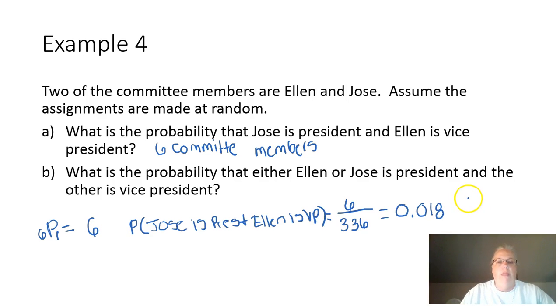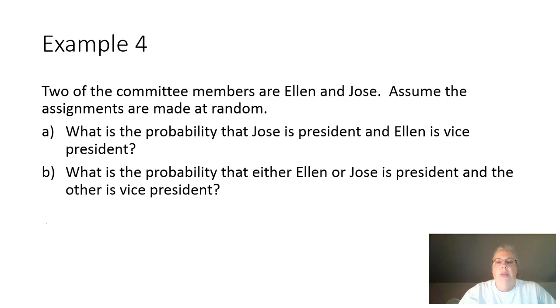Alright, B. What is the probability that either Ellen or Jose is president and the other is vice president? Alright, so in this case, we're going to have to place either Ellen or Jose in the position of the president first, and then we'll be able to go back and pick the secretary. And remember, whoever doesn't get president is going to be the one that gets to be the vice president.